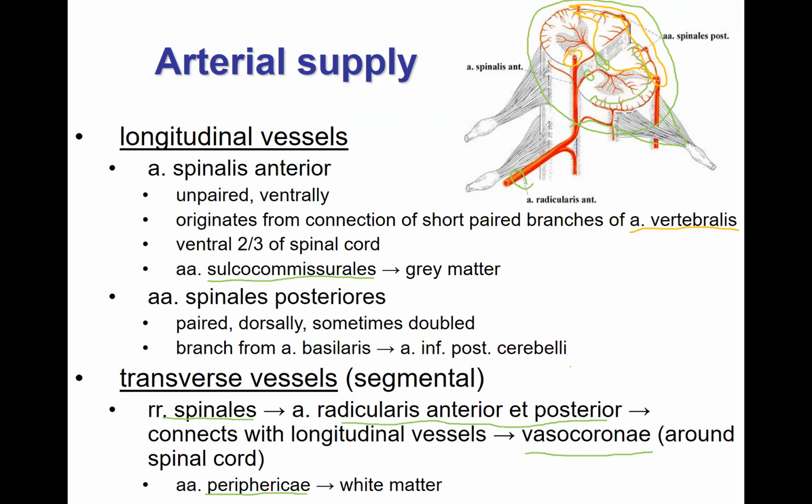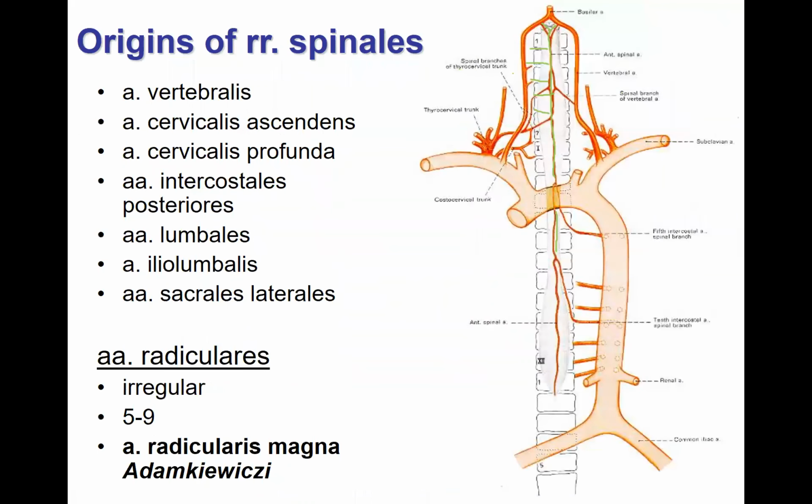So, do you have a question to that? This is a general arrangement. And now, which vessels send the spinal branches? In the cervical area, it's mainly the vertebral artery, but also the two deep arteries which supply the deep cervical muscles, the scalene muscles, longus colli, longus capitis: the deep cervical artery and the ascending cervical artery.